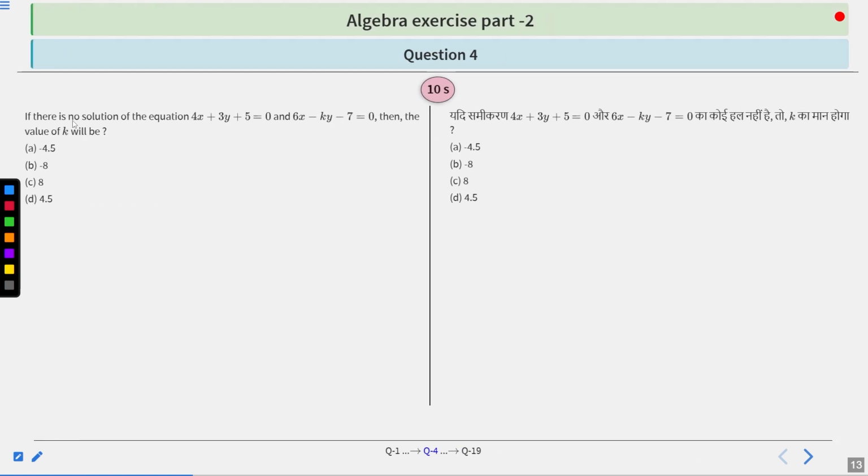Next question. If there is no solution of the equation 4x + 3y + 5 = 0 and 6x - ky - 7 = 0, then the value of k will be. And options are option A -4.5, option B -8, option C 8, and option D 4.5.